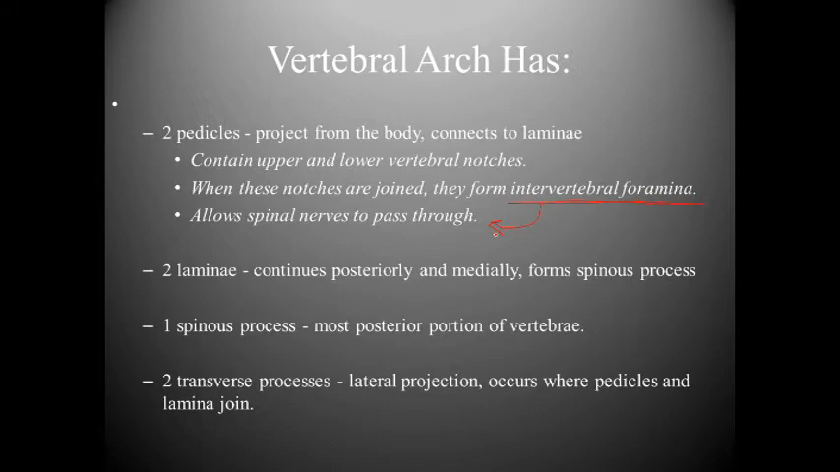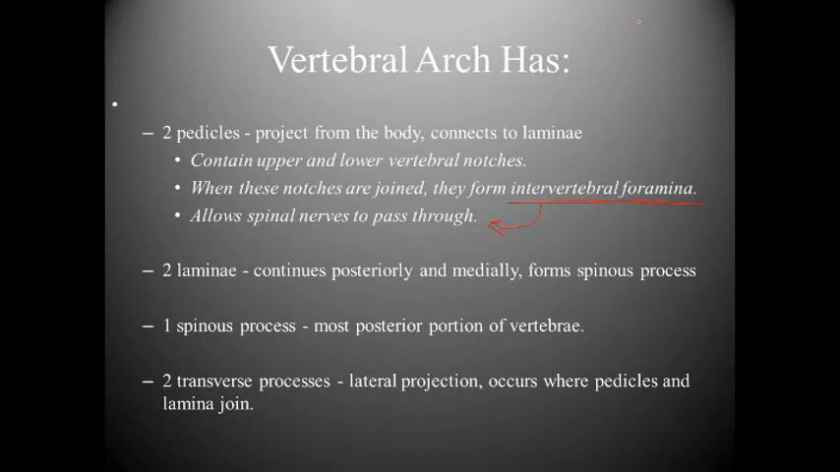The vertebral arch also has two laminae, which continues posteriorly and medially, and it forms the spinous process. So as we saw, they converge together to form the spinous process. Also, we have one spinous process, which is the most posterior portion of the vertebrae at all. And we also have two transverse processes, which project laterally and occur where the pedicles and lamina join.